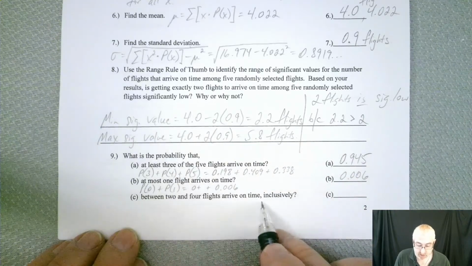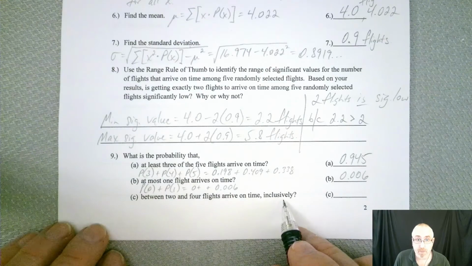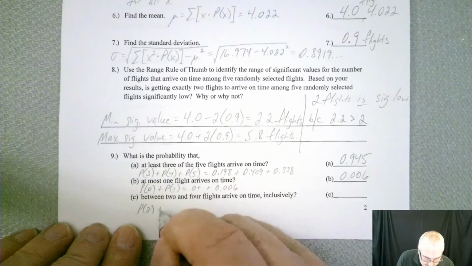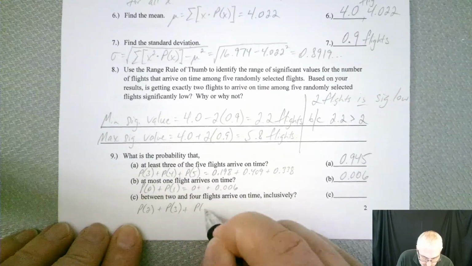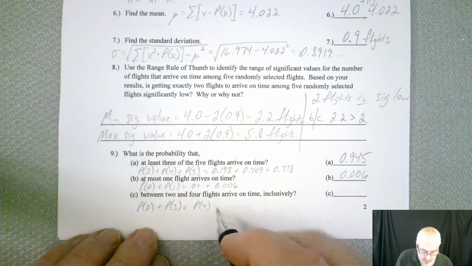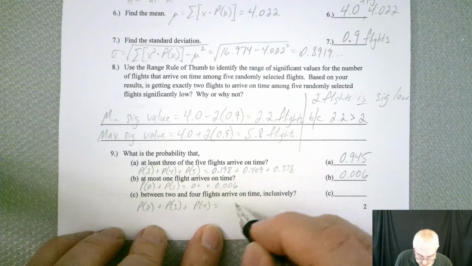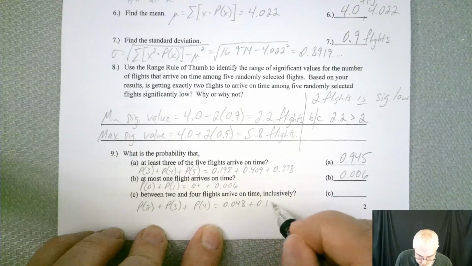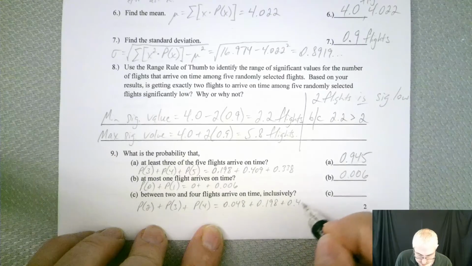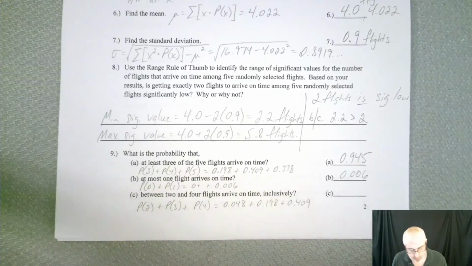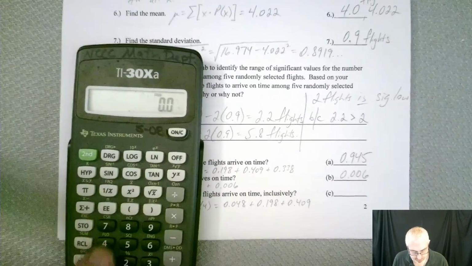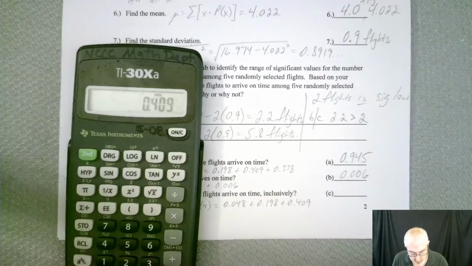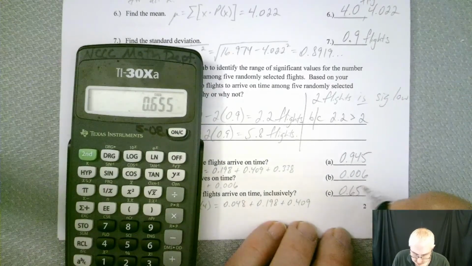Between 2 and 4 flights on time inclusively. So remember, inclusively means including. So we want the probability of 2, of 3, and of 4. So that's going to be 0.048, 0.198, 0.409. So let's add those up. So 0.655.